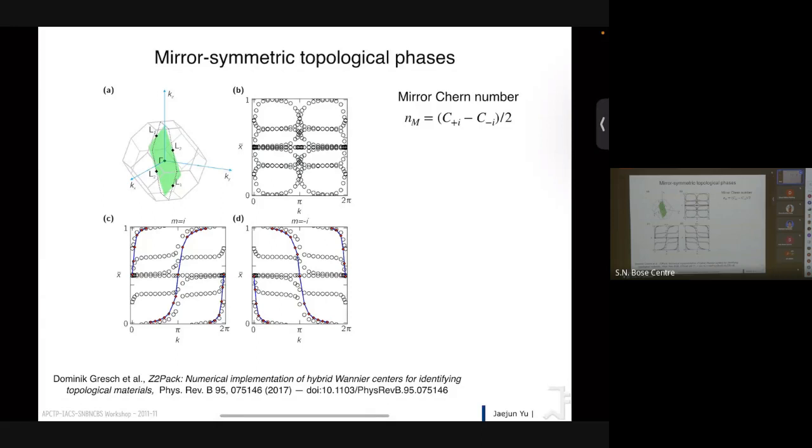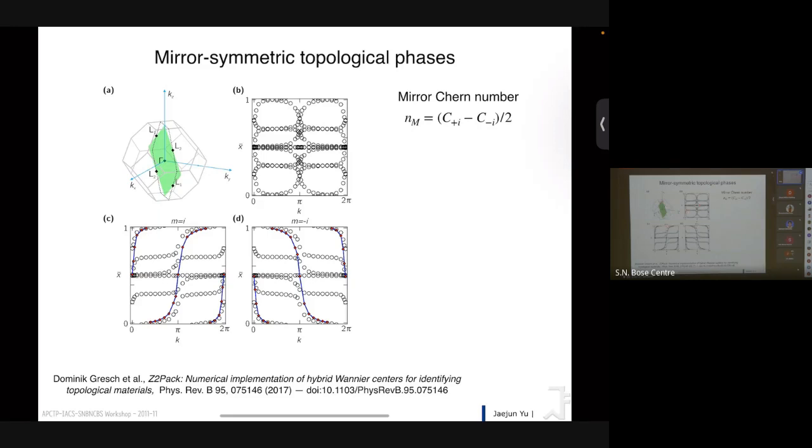And I also have mentioned something like the mirror symmetric topological phase. This is sort of going to the higher order. You can also look at the edge of this crystal to see how it works. But in terms of this symmetry, that's everything.